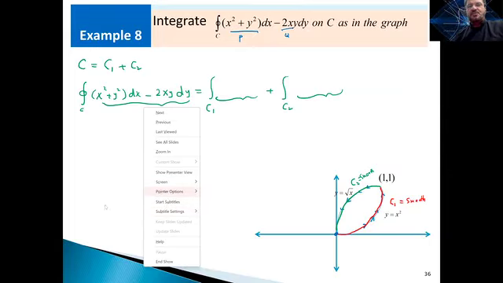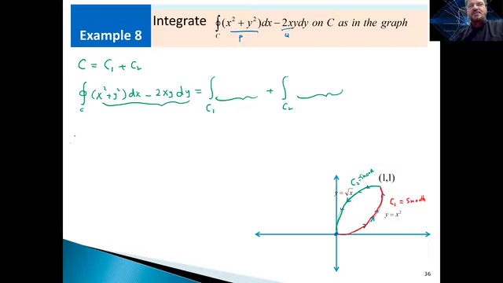Since C1 is red, let's go to C1, guys, and see how I can define C1. What do we have in C1? Look at how this curve is parameterized. y is equal to what? x squared. So y is equal to x squared. And what's x here, by the way? If you look carefully at the graph, x is what? 1. So to move from here to here, x is going to start from 0 all the way to 1. So here x is from 0 to 1. And y is x squared.